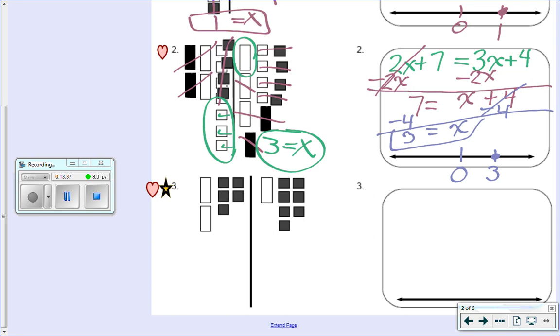Number 3, I'm going to get you started. Okay, if you would like to continue using the algebra tiles, that's fine, please do so. Okay? I'm going to let you choose if you want to continue doing that, okay?